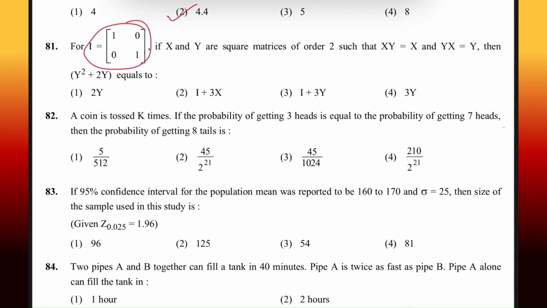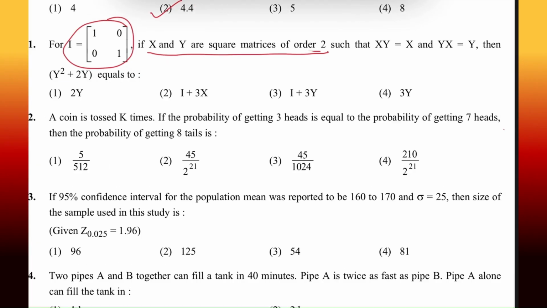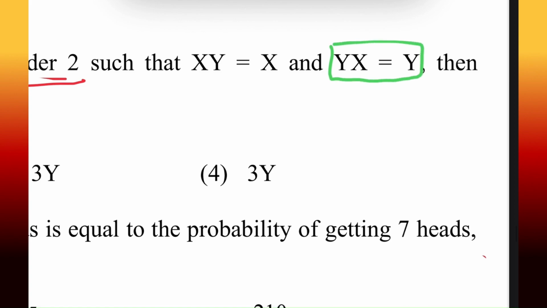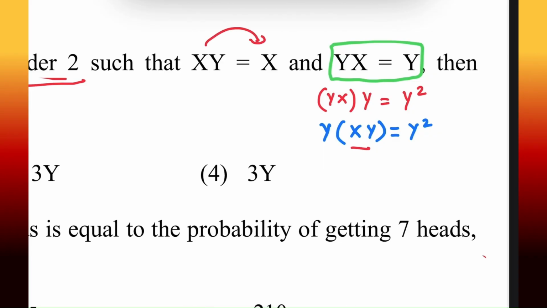You have the identity matrix I. If x and y are two square matrices of order 2, okay, so such that xy equals to x, yx equals to y, okay, so you need y square plus 2y, so you need the answer in terms of y. Okay, yx equals to y. What if I multiply y both sides? So yx times y equals to y square. All right, then I can use the associative property of matrices, so I can write this as y times xy equals to y square. But what is xy? xy is already given as x, so I can use this here. So this becomes yx equals to y square. And what is yx? yx is already given as y, so I can use this here. So I get y equals to y square.